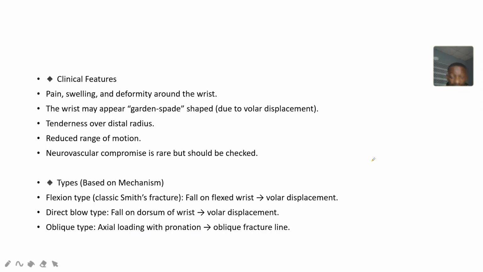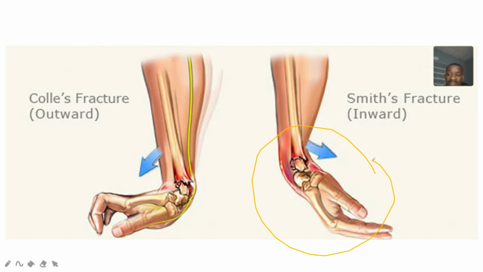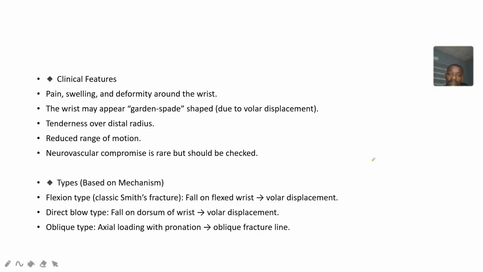So clinical features: there's a lot of pain, swelling, and deformity around the wrist, and the wrist may appear like a garden spade. Okay, so there's tenderness over the distal radius. There's reduced range of motion, and neurovascular compromise is rare, but sometimes blood vessels or nerves around that side could get injured. Types: we have the flexion type, which is the classic Smith fracture. You have the direct blow type, which probably is a fall on the dorsum of the wrist. They also have the oblique type, where there is axial loading with pronation.